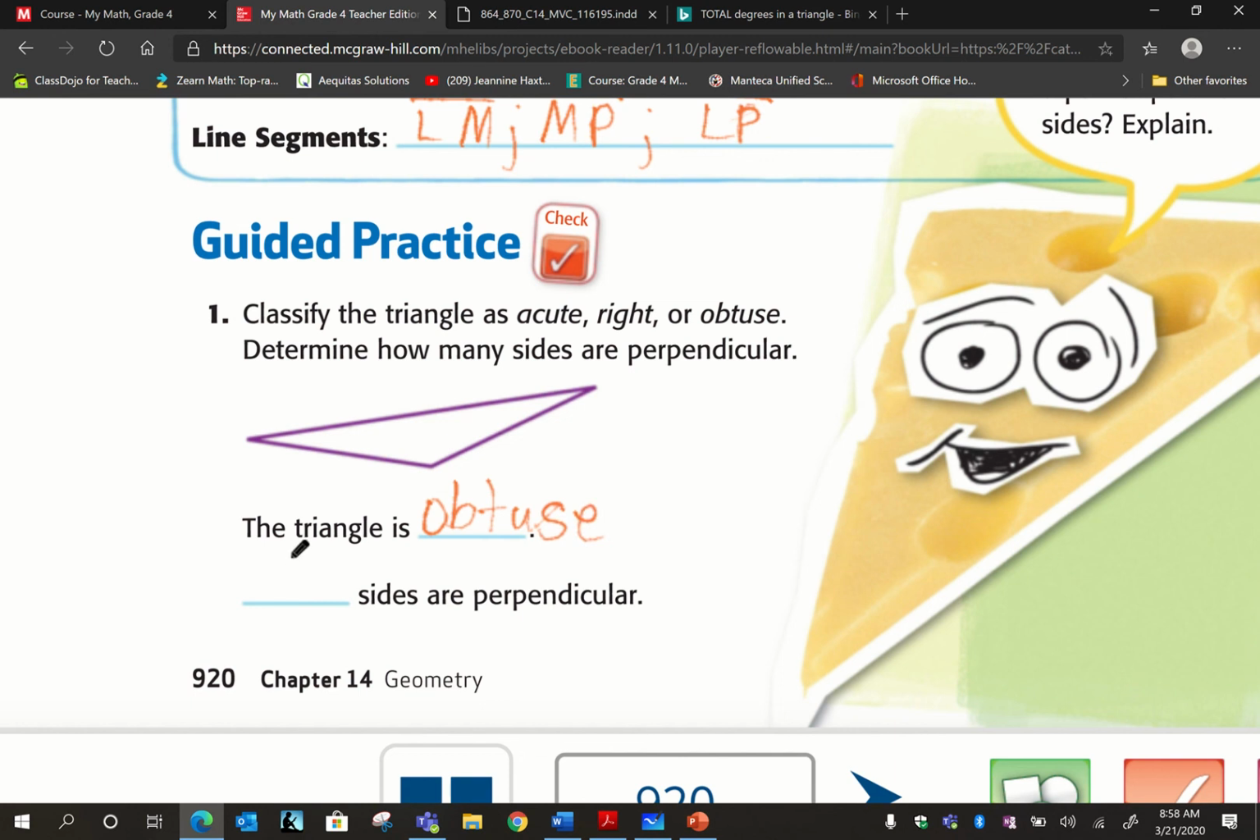Its zero sides are perpendicular, because remember, perpendicular intersecting lines are made with all right angles. So that would mean that this one here would be something like that if this was a right angle, but it's not. So we know that there are zero perpendicular sides.